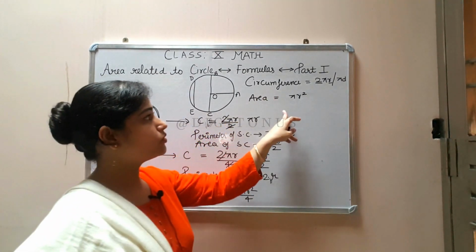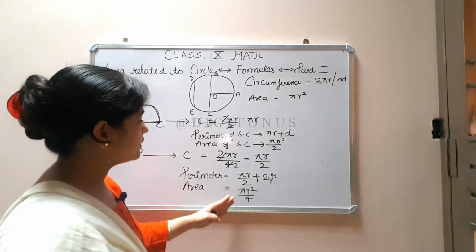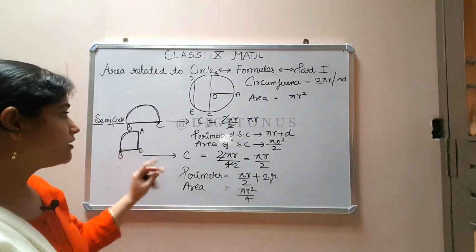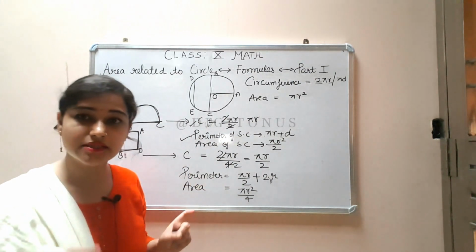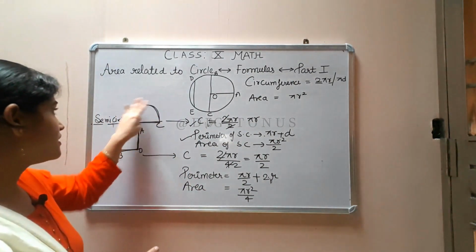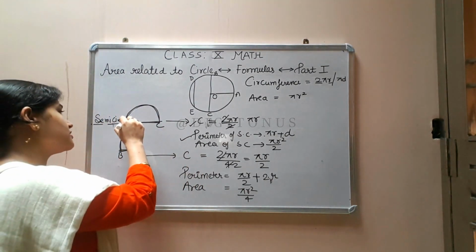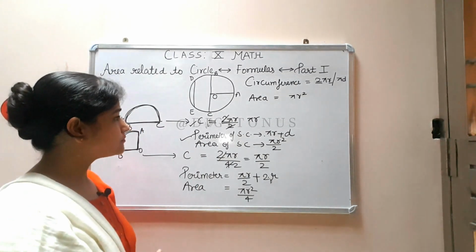Fine. So if you know the area of the semicircle and the full circle, then you can make the formulas of the quadrant yourself. But perimeter and circumference are not the same things. Keep it in your mind. Perimeter means covering the whole part, all the boundaries, and circumference means only this curved part, the part that belongs to the circle.